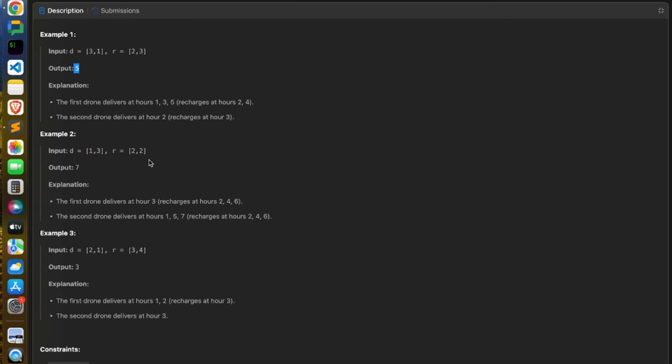And similarly in the second test case, 1 3 2 2, the first drone would be charging at 2 4 6, and the second drone would also be charging at 2 4 6, because both have the same ri. Since the first drone has to make one delivery, it can deliver at hours 1 3 5 7, and similarly the second would deliver at 1 3 5 7, exactly the same. So you can make the delivery at time 3 for the first one and then 1 5 7 for the second one. So the minimum time would be 7 hours.